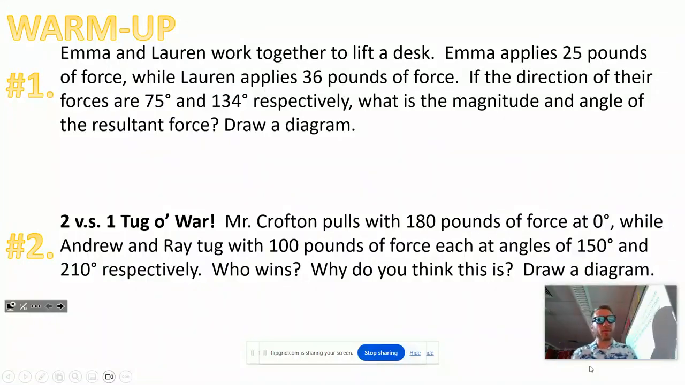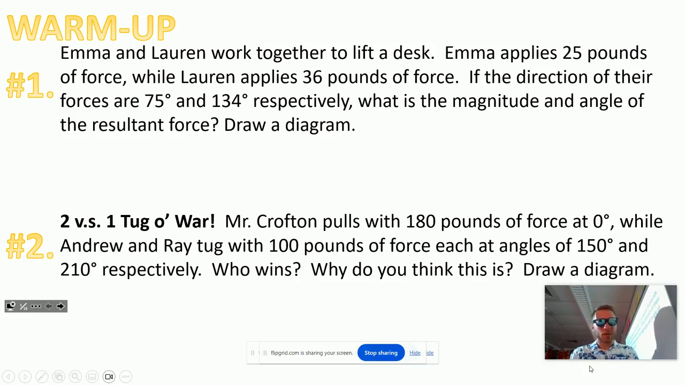I got a quick warm up for you, dealing with some basic force applications, objects acting on an object at rest. So we start off with Emma and Lauren starting to lift the desk. Emma applies a certain amount of force, while Lauren applies a certain amount of force at different angles. What is the magnitude and angle of that resultant force? So we're just adding the two vectors together to see the resultant and finding the magnitude and angle of it.